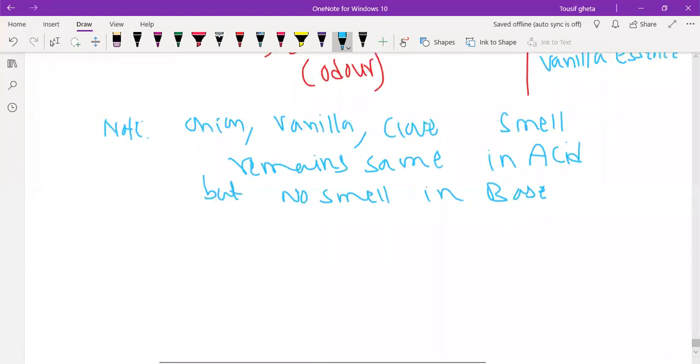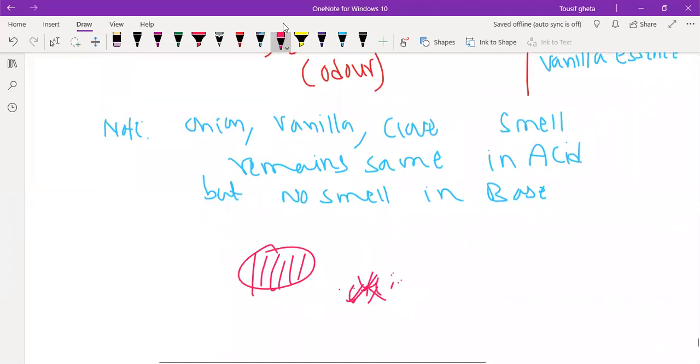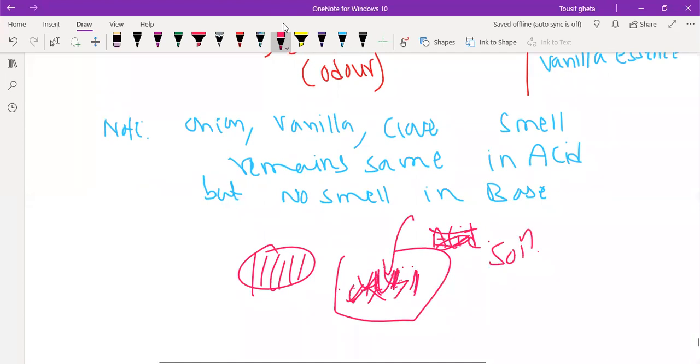Now, for example, if I say you have chopped onion, pieces of onion. Okay, this is the onion. Now, in this onion, you have added acid. If you added one solution which your madam gave to you, a drop you added. After some time, you went for smelling. You started to smell that. You got the same smell.